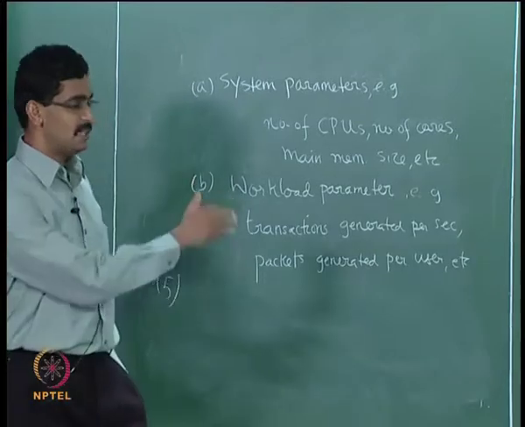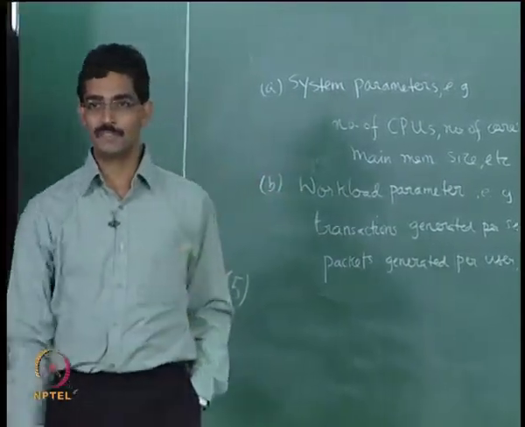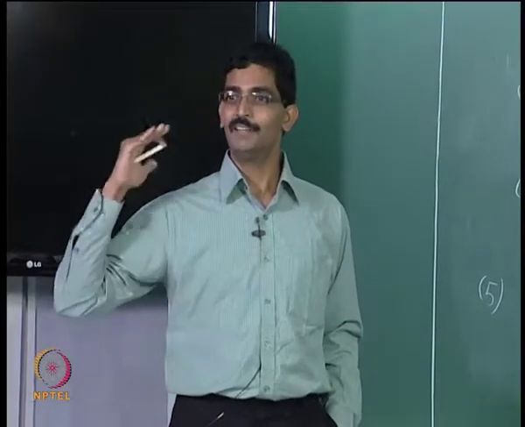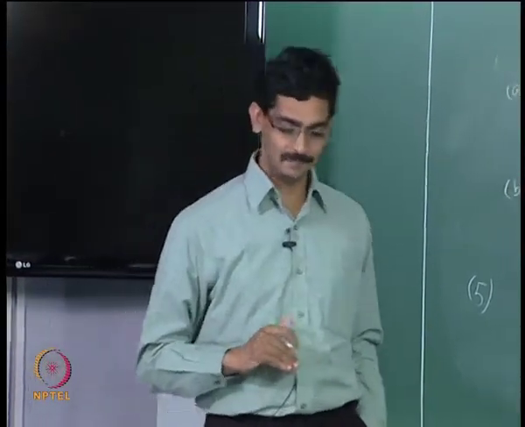And this distinction is many times lost, even in research papers. Sometimes they do not really make that distinction, but for this course, when I say metric, this is what I mean. When I say parameter, I mean it is a controllable parameter.